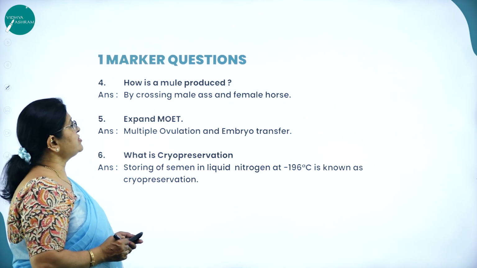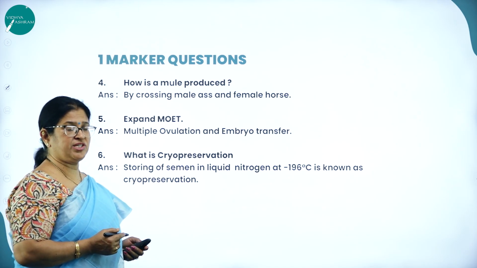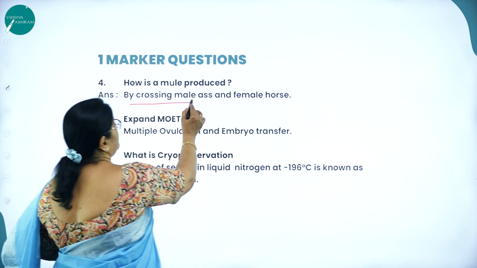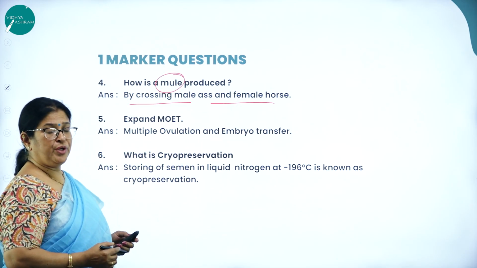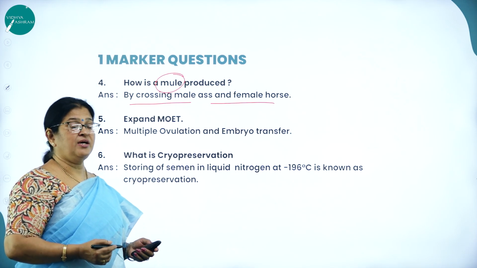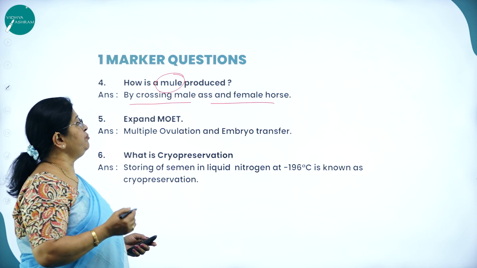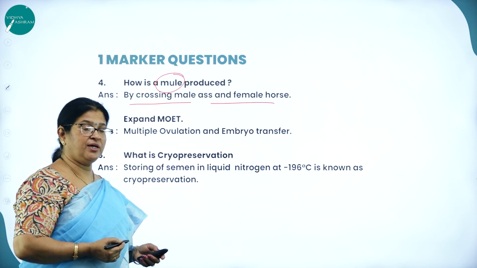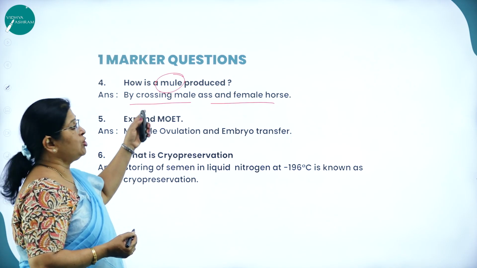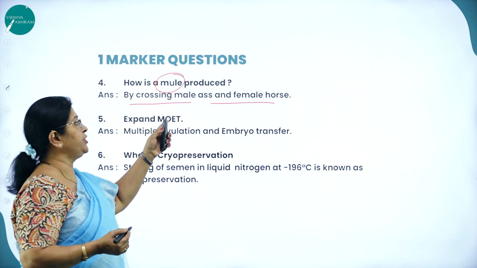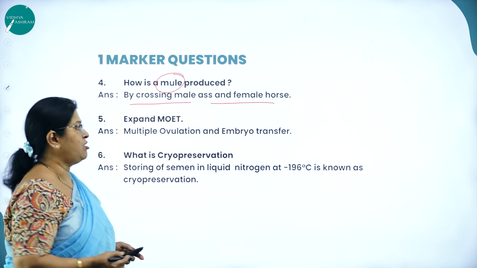Now, how is a mule produced? As we already discussed about interspecific hybridization, by crossing a male ass with a female horse, we get an animal called mule. Mule is stronger, hardier than compared to other animals. So, mule is much stronger, hardier and can do any hard work. Right. So, how is mule produced? Mule is produced by crossing a male ass and a female horse.